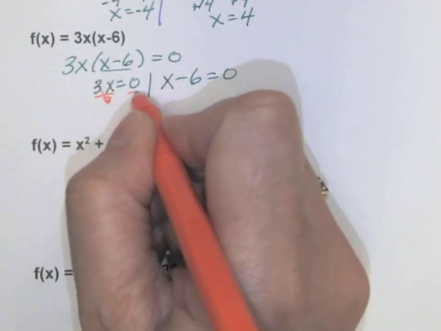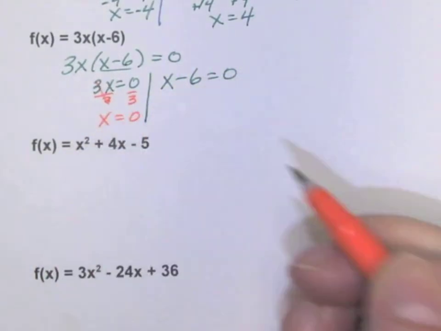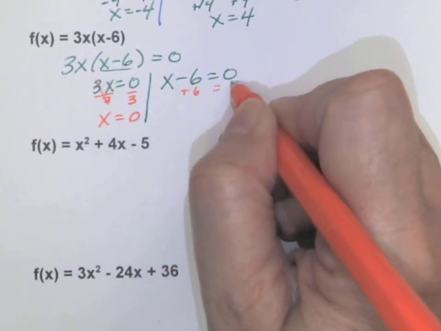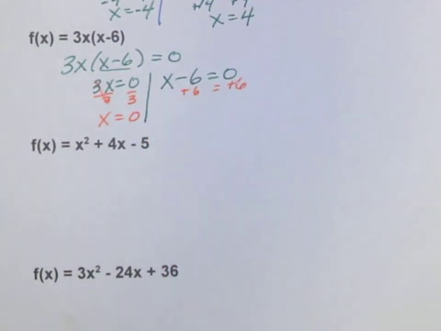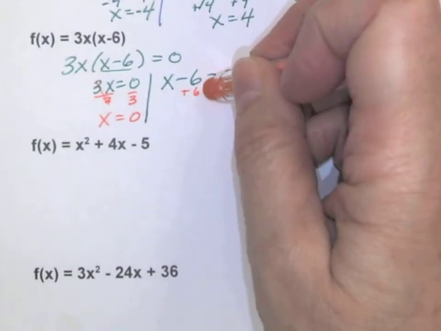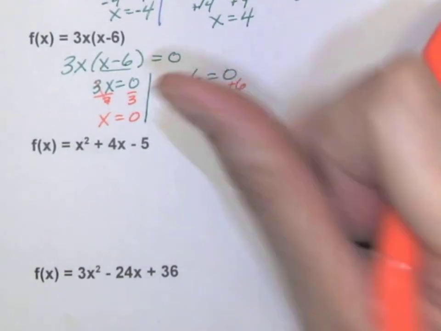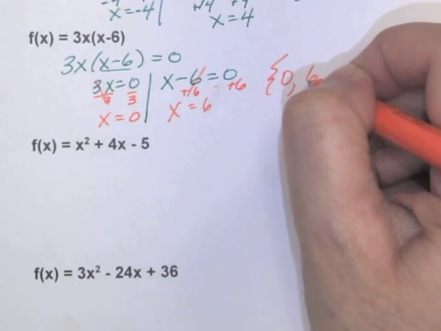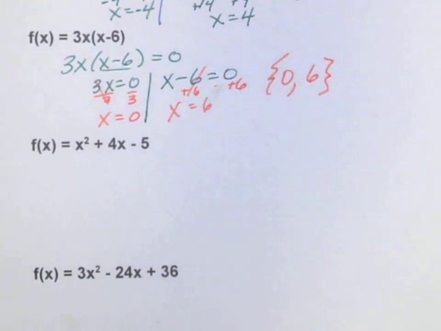Divide by 3. 0 divided by anything is still 0. So one of the factors is 0. That's okay. Don't be scared of 0 as an answer. Whoops. Oh, I put an equal sign. But now I'm going to add 6 to both sides. And x equals 6. So what are my roots? 0 and 6. I like to write it that way because it takes a few less strokes of the pen.